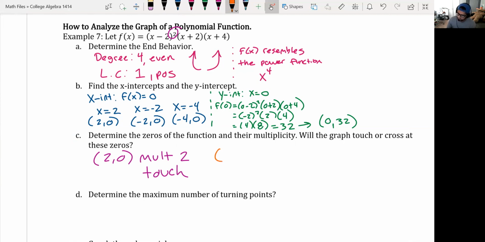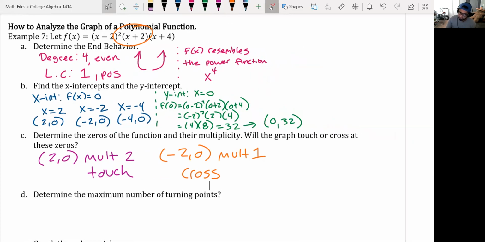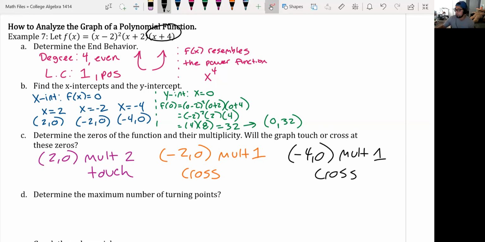And then let's look at the next intercept at negative 2, 0. That one had a degree of 1, meaning it will have a multiplicity of 1, and we will cross. And then the last one was x plus 4, so that was negative 4, 0. That has a multiplicity of 1 and will cross. All right, so we've got the multiplicities down. We got whether they touch or they cross.